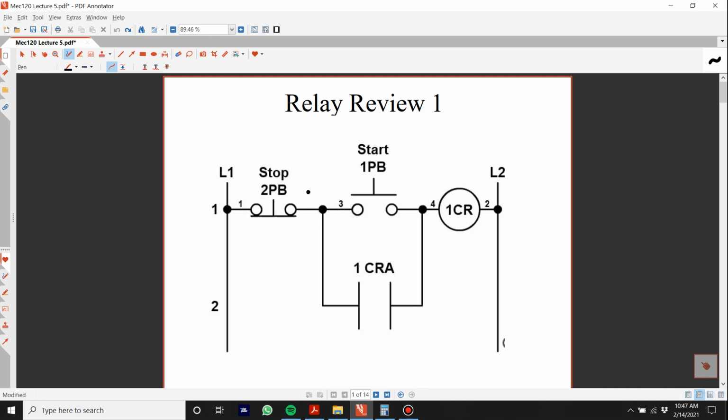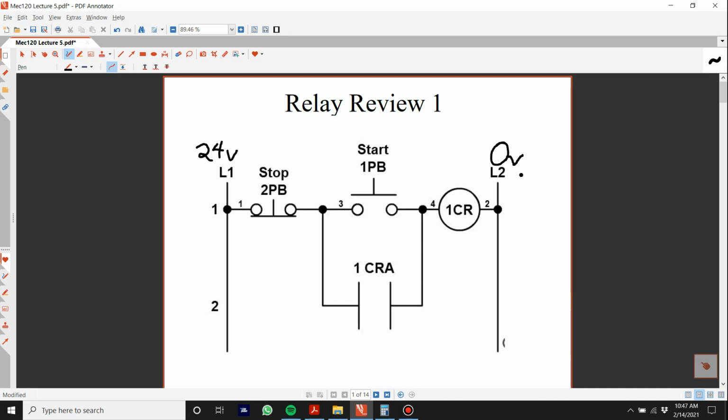This is a logic diagram, an electrical logic diagram. You're going to have 24 volts on the left hand side and 0 volts on the right hand side. Now, hopefully this doesn't look like hieroglyphics to you, but we have a stop button, we have a start button, and we have a relay.